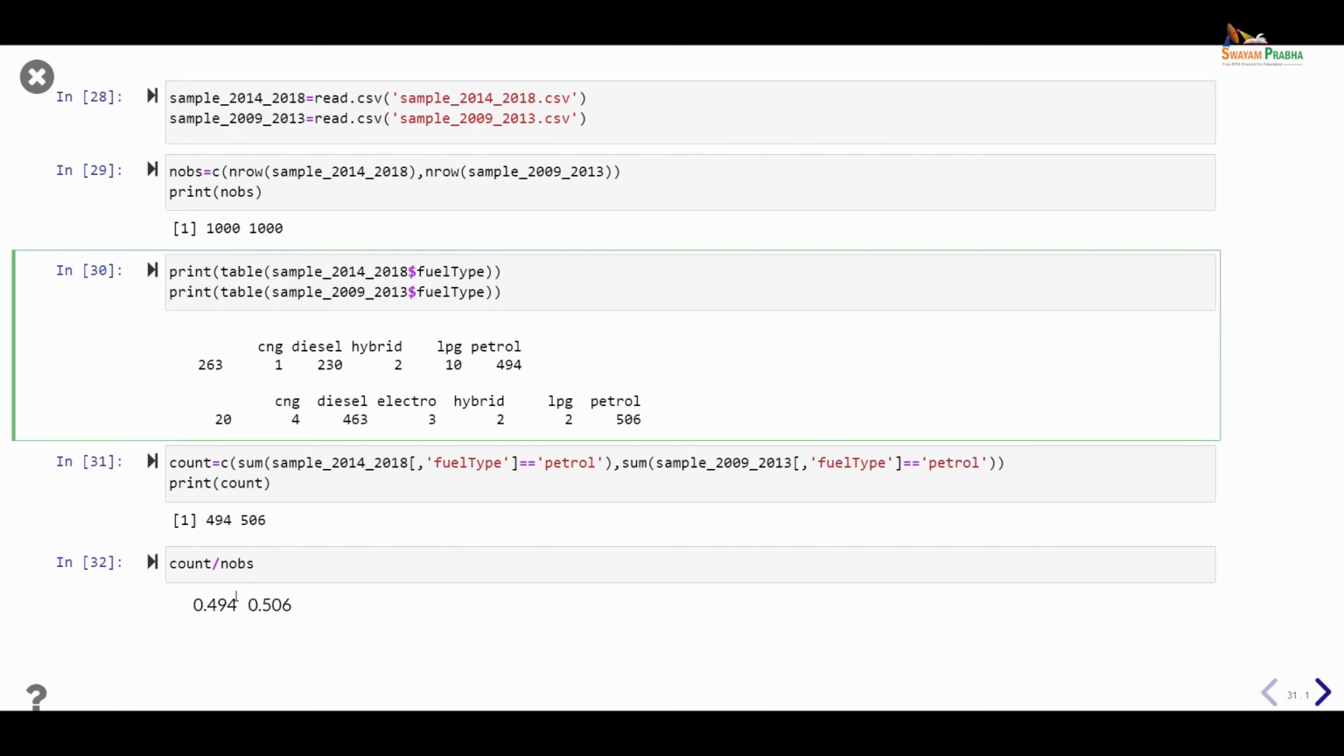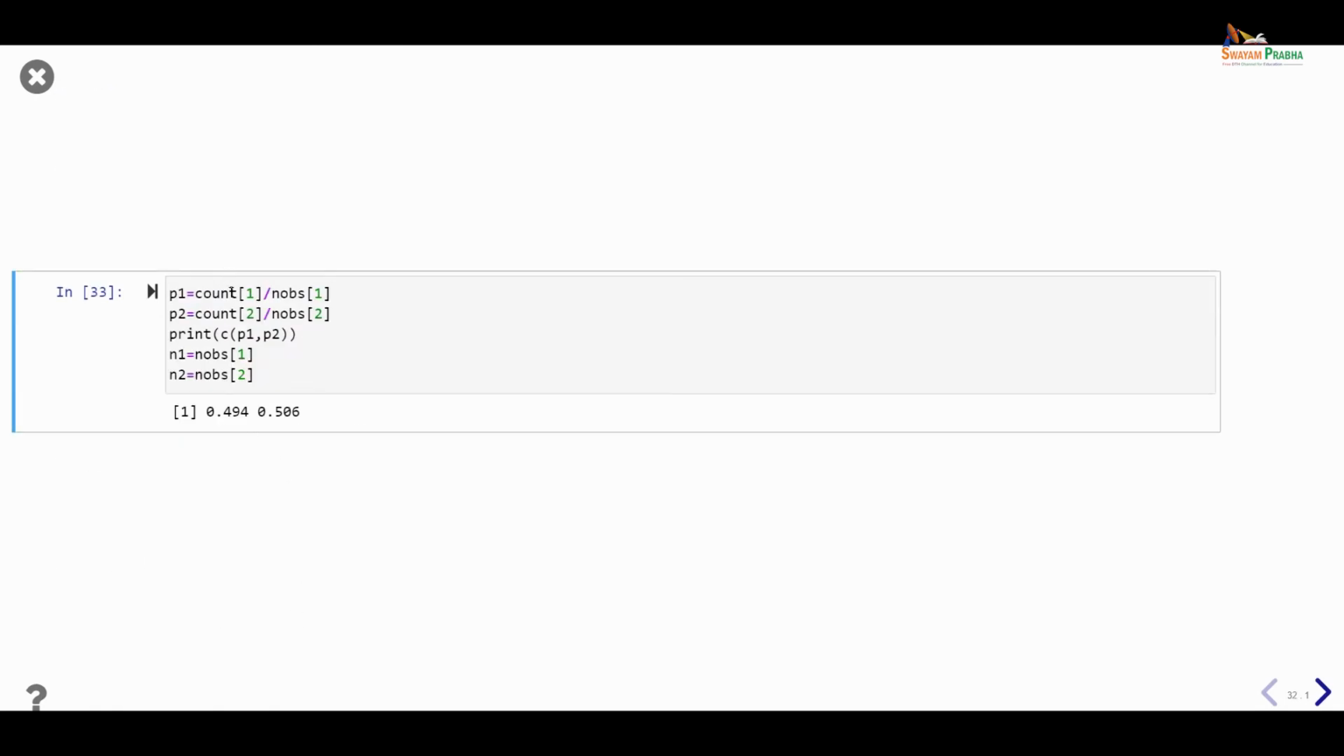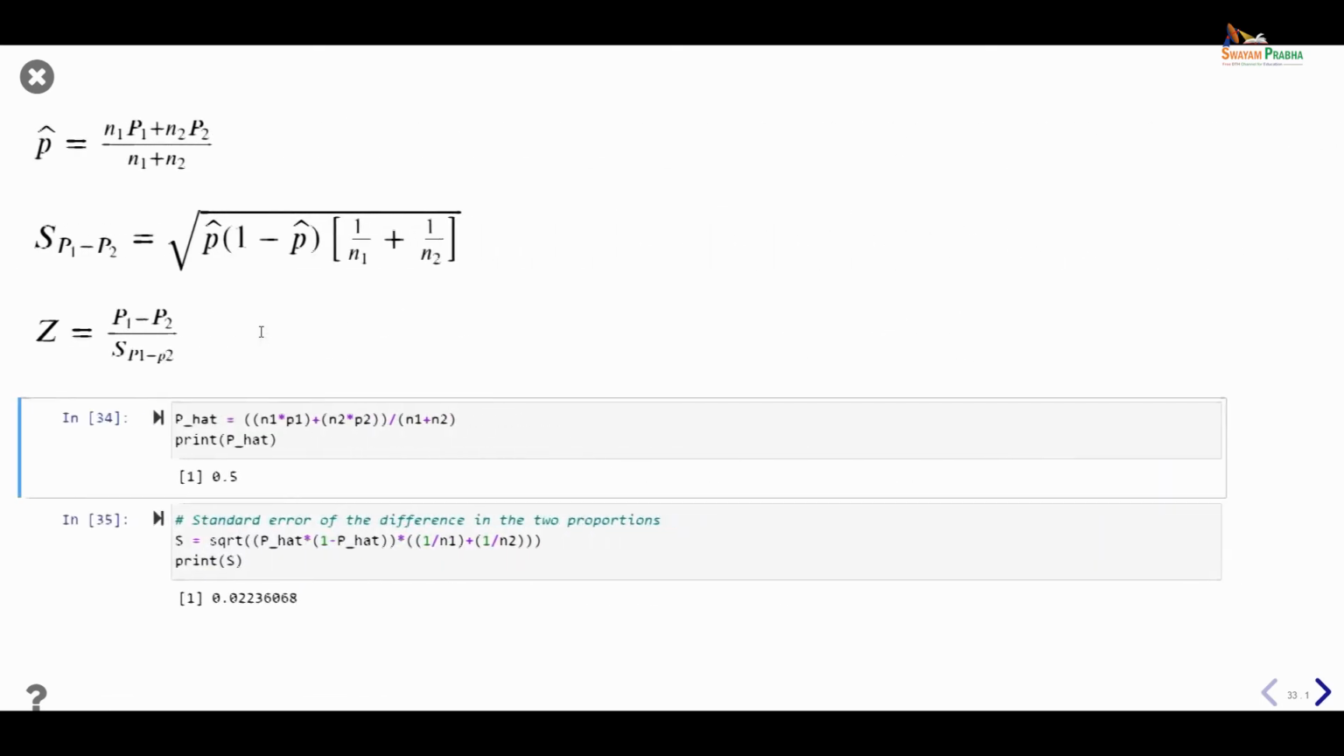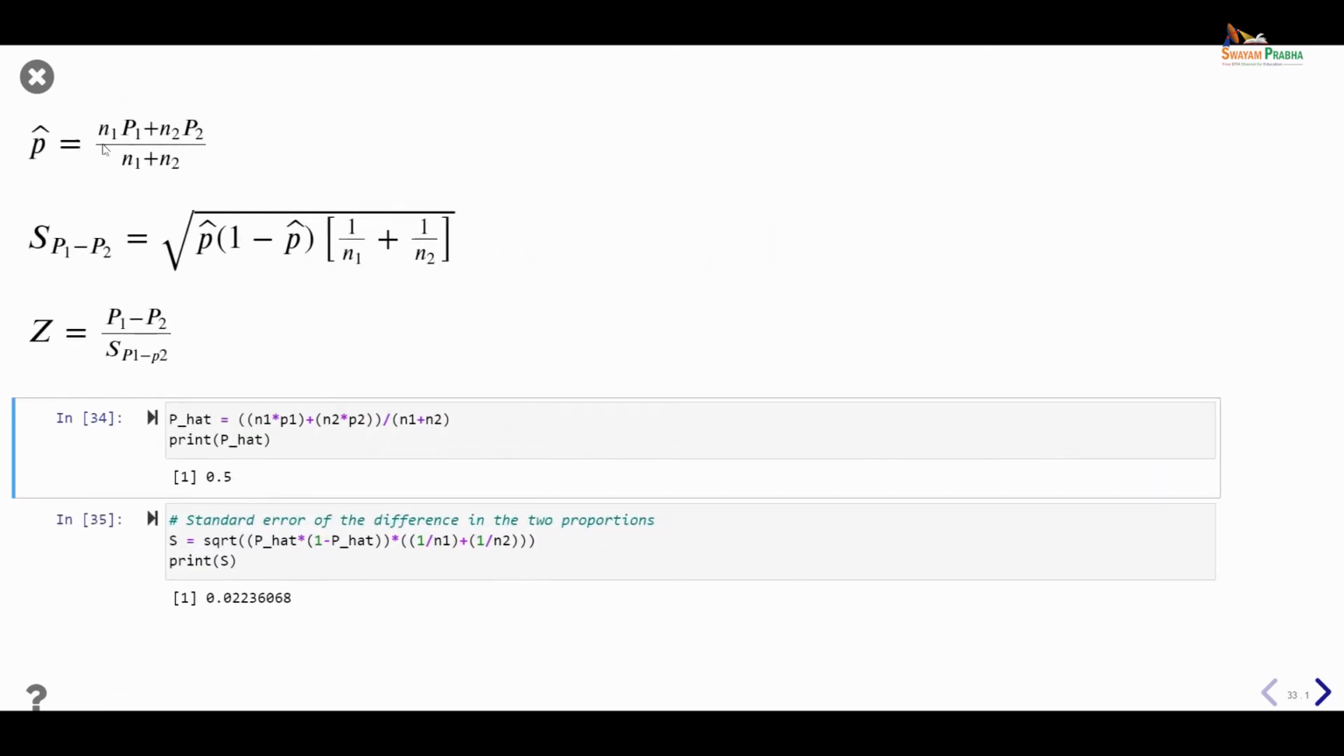So we know that count divided by the total number of observations gives you the proportion. In the first case the proportion is 0.494 and in the second case it's 0.506. So my p1 is going to be 0.494, the first count divided by the number of observations, and similarly my p2 is going to be 0.506. n1 is the number of observations in the first set of records, and n2 is the number of observations in the second set of records. We need these values to compute p hat, where p hat is defined as n1 p1 plus n2 p2 divided by n1 plus n2.